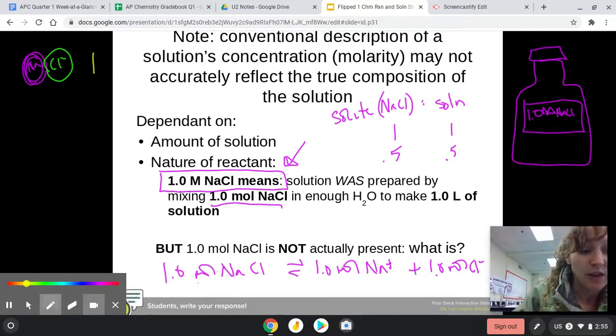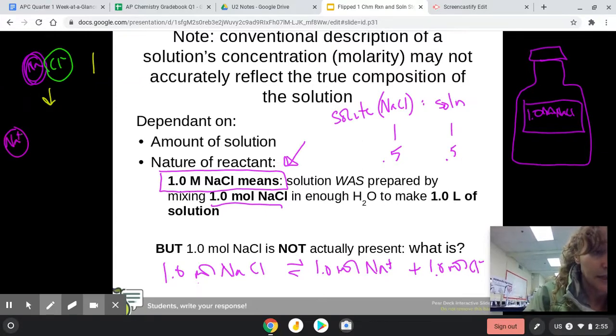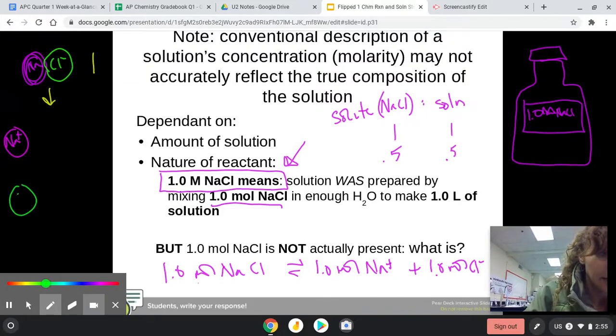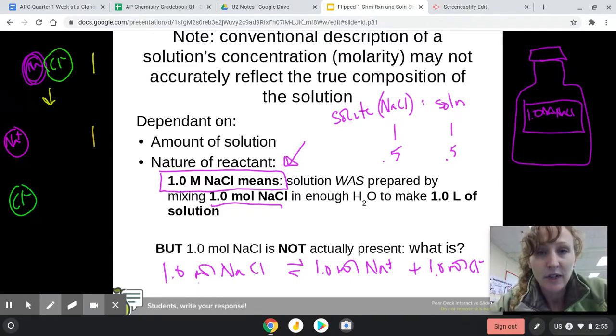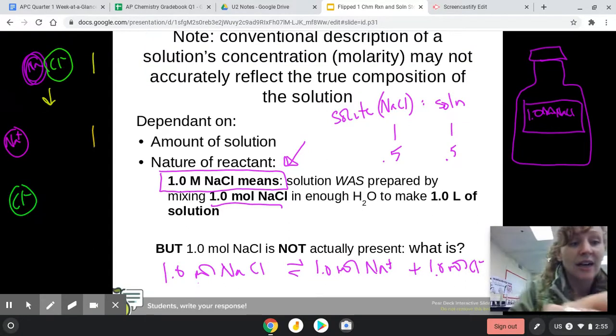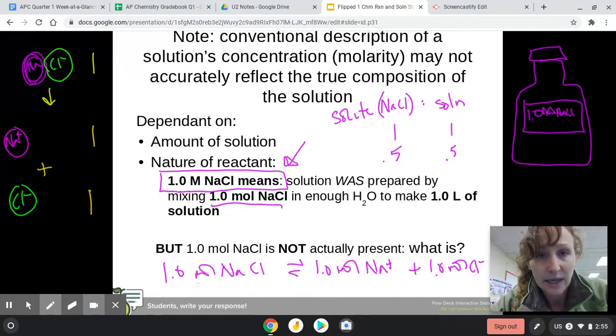Well, when this falls apart, notice I'm going to get Na+ by itself, and I'm going to get Cl- by itself. So I'm going to get 1 ion of Na+, or if I'm talking in terms of moles, I get 1 mole of Na+. And I also get 1 ion of Cl-, or 1 mole of Cl-.